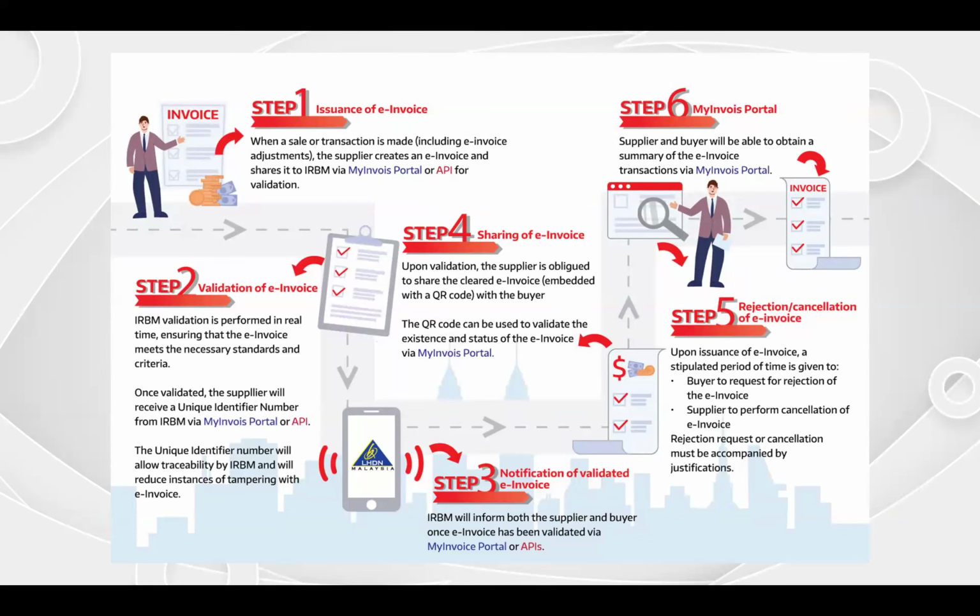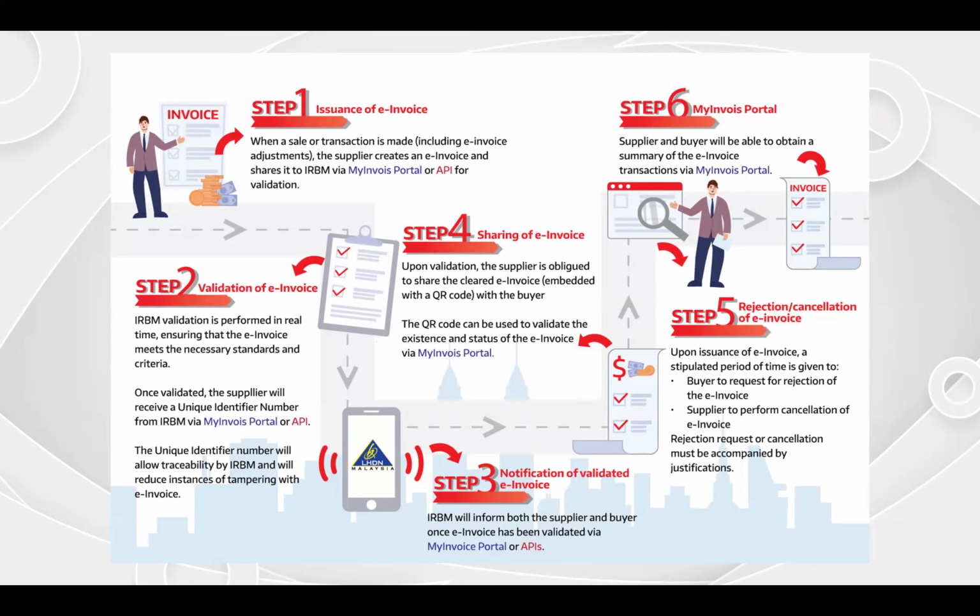Yes, within 72 hours. That means when you submit the invoice via the MyInvoice portal, within the 72 hours, you can reject, cancel, or edit the invoice and resend again. If after 72 hours, then you need to adjust the invoice via CN or DN. CN means credit note, DN means debit note.